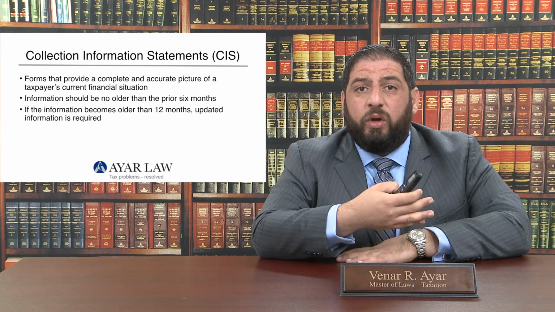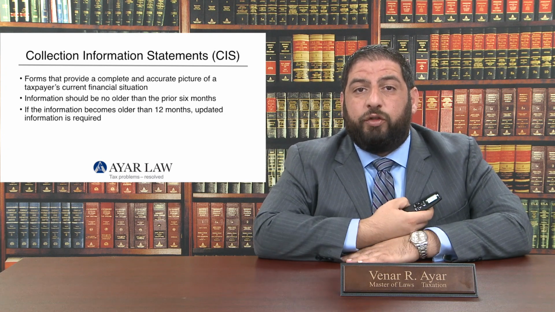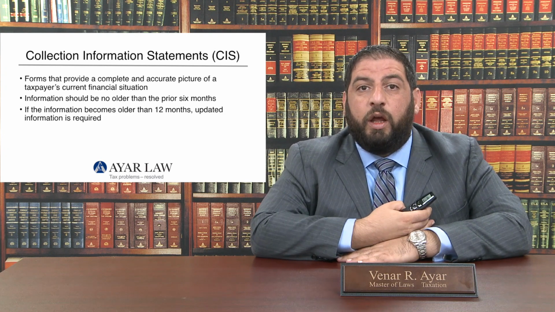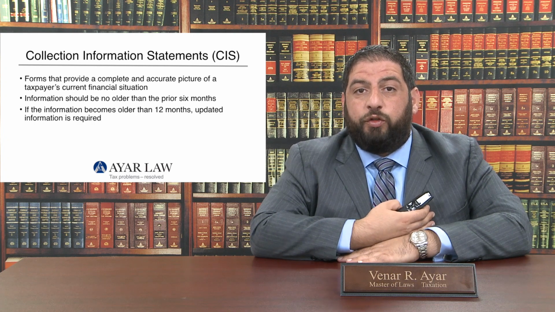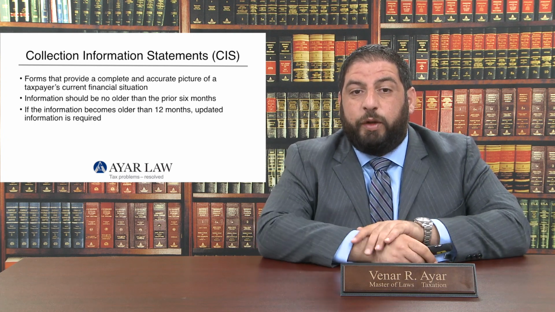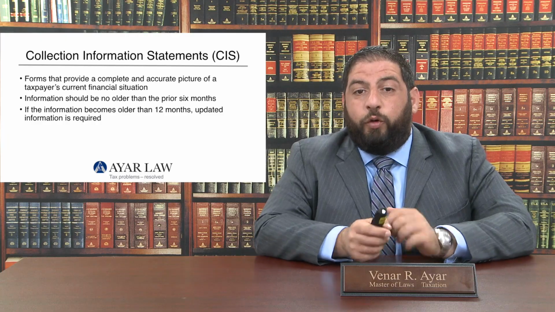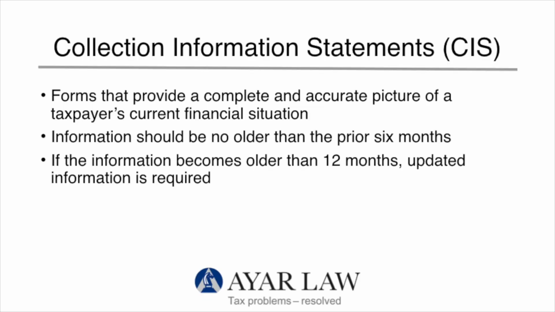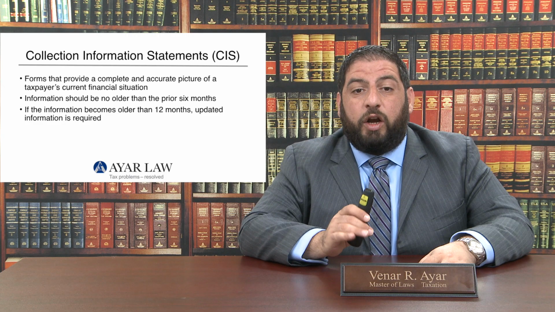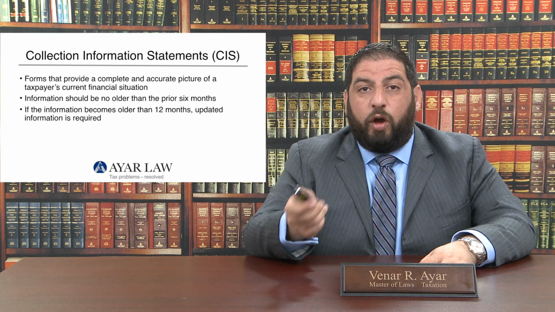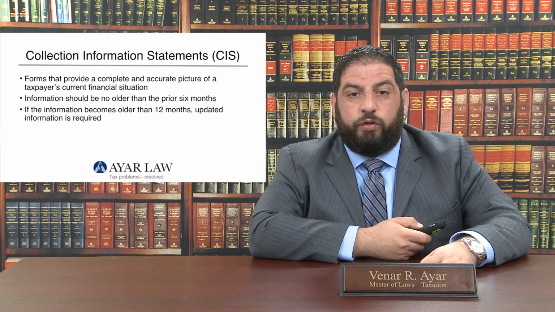Now, how do they actually look at your financial information? What are they looking at? What they'll ask you for is you have to fill out something called a collection information statement, which is a form that provides a complete and accurate picture of the taxpayer's current financial situation. The information should be no older than the prior 6 months. If it becomes older than 12 months during the course of the case, then the IRS is required to update the information and get new stuff.